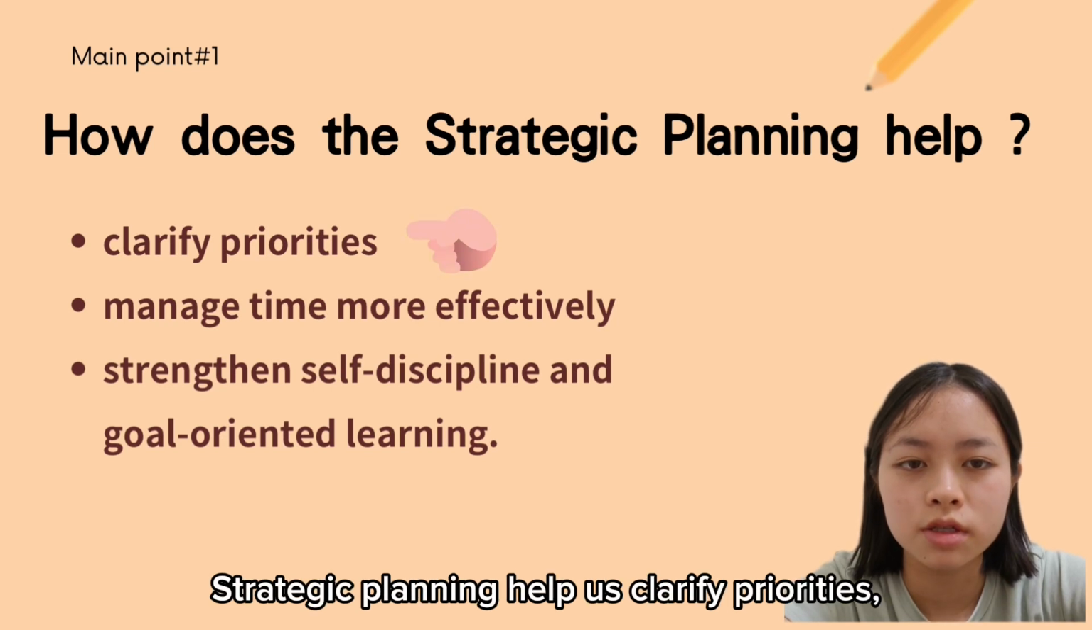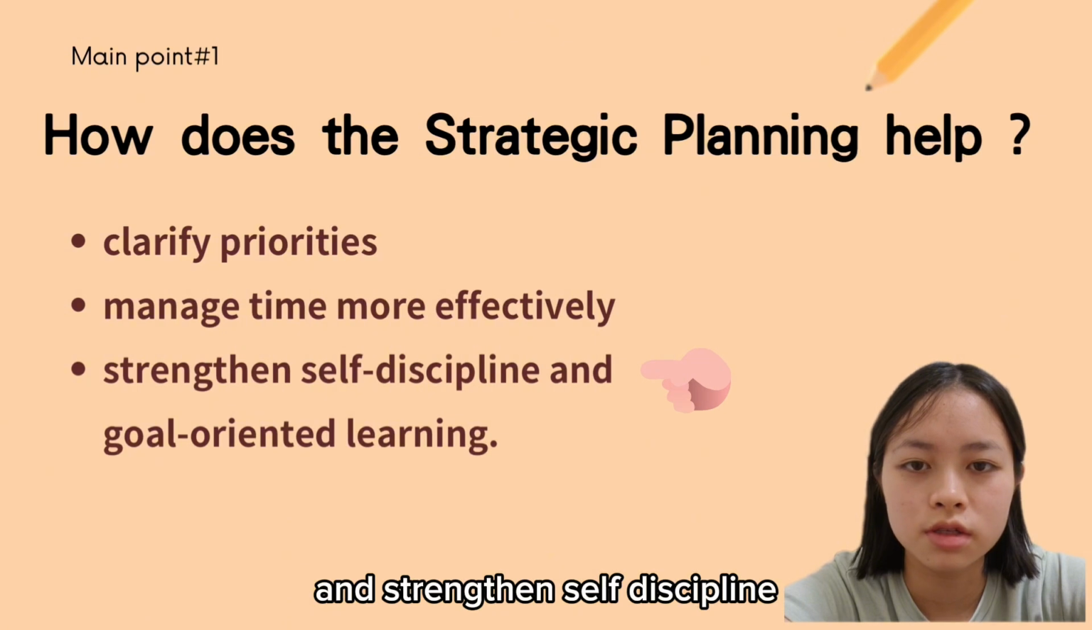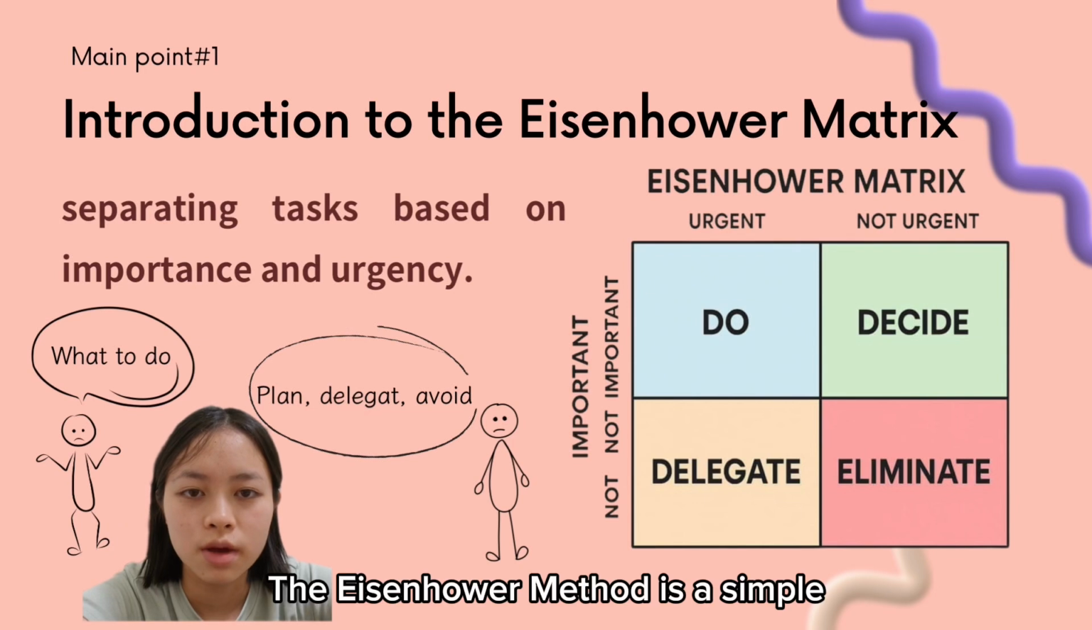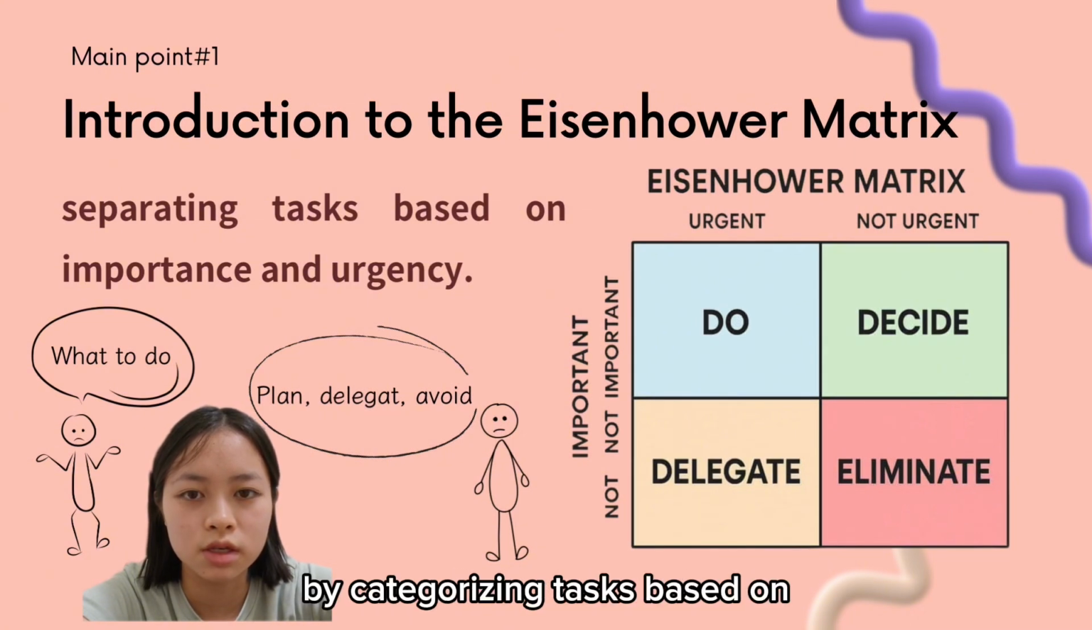Strategic planning helps us clarify priorities, manage time more effectively, and strengthen self-discipline for goal-oriented learning. Next, we will introduce the Eisenhower method. The Eisenhower method is a simple time management tool. It helps us decide what to do now, what to plan, what to delegate, and what to avoid by categorizing tasks based on importance and urgency.